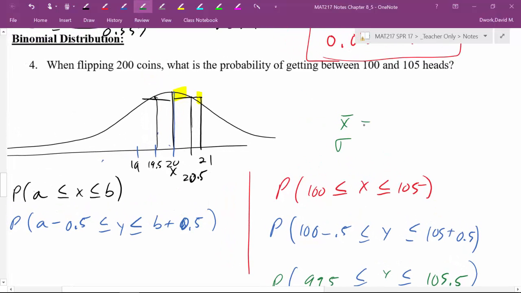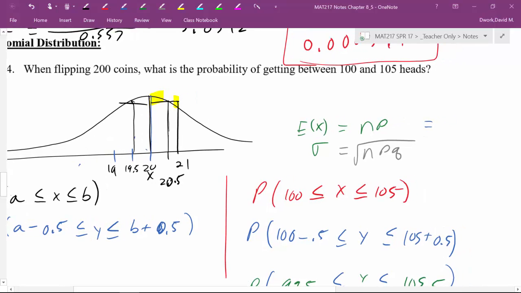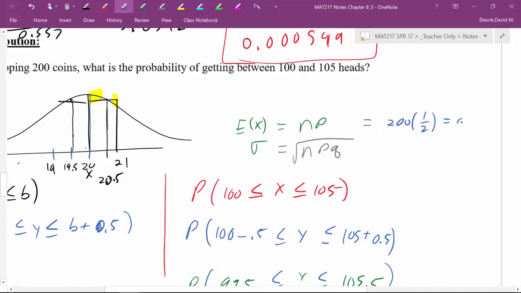Well, the good news, remember, with binomials, the mean is the same thing as expected value, and that was super easy to find. That was just n times p. And the standard deviation, once again, super easy to find. It's the square root of n times p times q. So what we're going to do is go into our problem and say, all right, what is our expected value? Well, we're flipping 200 coins. So 200, what's the probability of getting a heads? 1/2. So therefore, our expected value is 100.